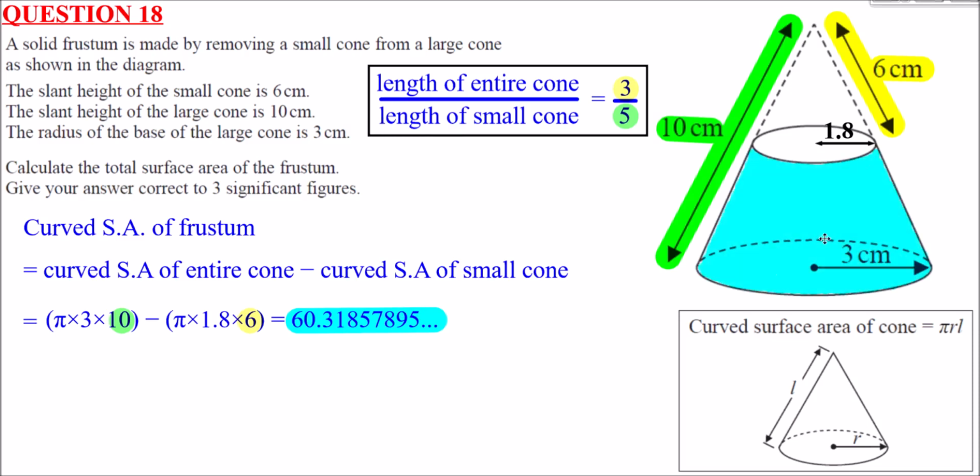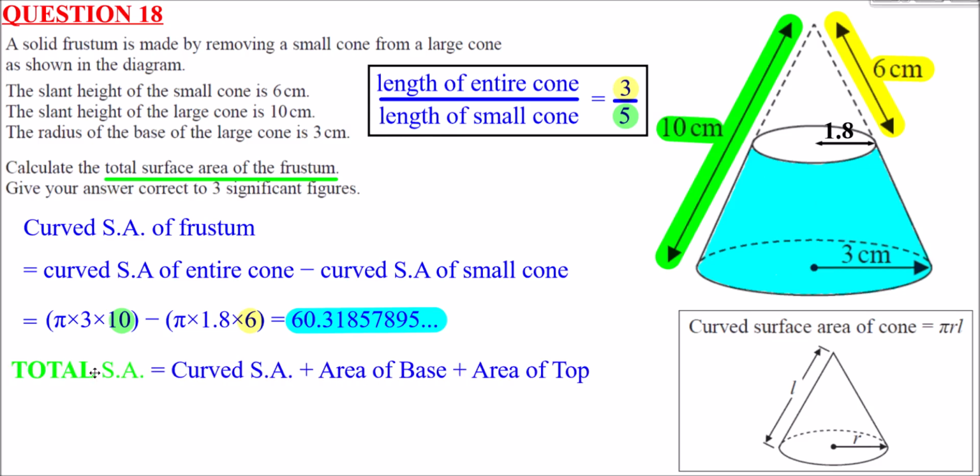However, the question doesn't ask us for just the curved surface area of a frustum, it asks us for the total surface area of a frustum. So we'll have a curved bit going around the outside, all the way around, but also there are going to be 2 circular areas to work out too, this bottom circle and the top circle as well. So therefore the total surface area is the curved surface area, this bit here, plus the area of the base, plus the area of the top.